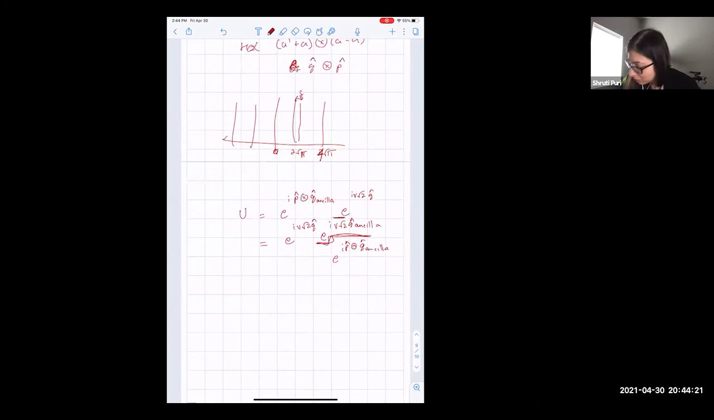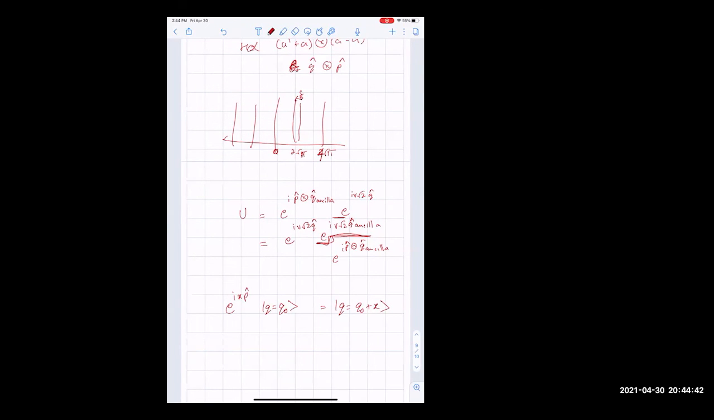So if you have something like this applied to a Q, if it's an eigenstate of Q, then this is just Q equal to Q naught plus X or something like that. Is that the question? Can you repeat the question, Shraddha? What does a displacement along P mean if the state is squeezed along Q?